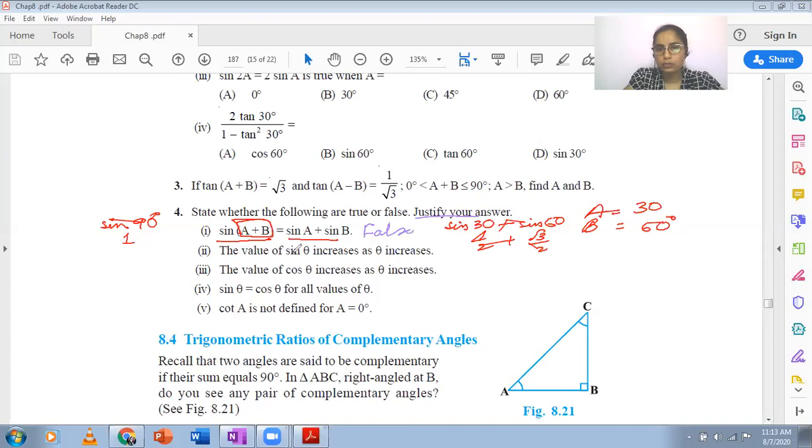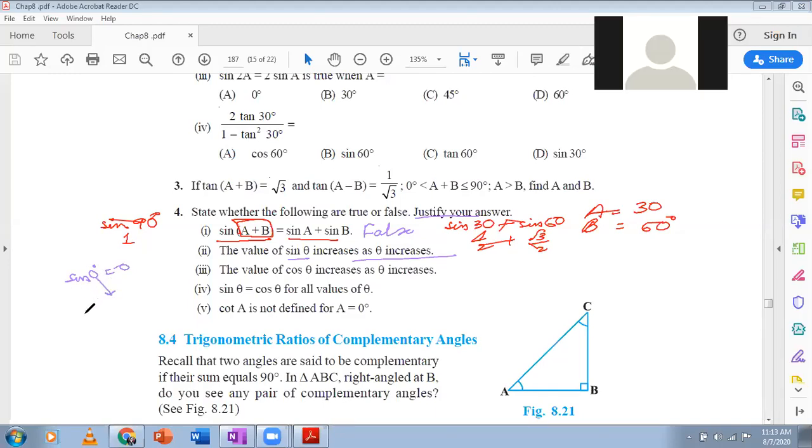The next one is: the value of sine theta increases as theta increases. Sine theta means we are writing the trigonometric ratio sine for an angle. As the value of the angle increases, the value of sine also increases. For this, you can refer to page 185, the table that we have drawn. You can take a look at the table and you will see for sine 0, what's the value? 0.